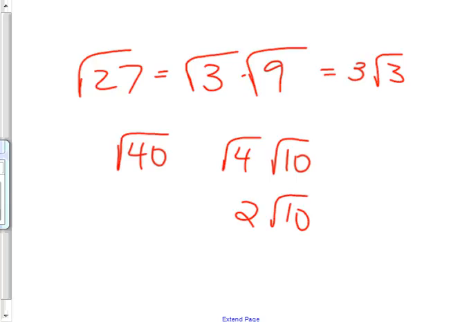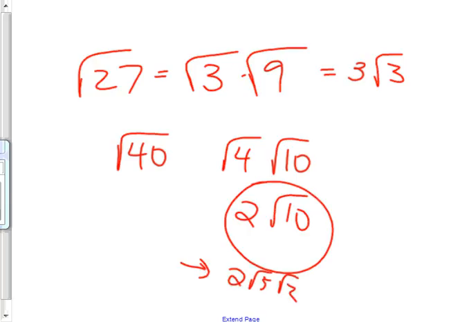And then some of you are saying to yourself, but the 10 can break up further. Yeah, it breaks up into a 5 and a 2, and neither one of them is a perfect square. So it's better to leave it like this than to say 2 times the square root of 5 times the square root of 2. That's even more messy. We don't want to mess things up when we're trying to simplify them.